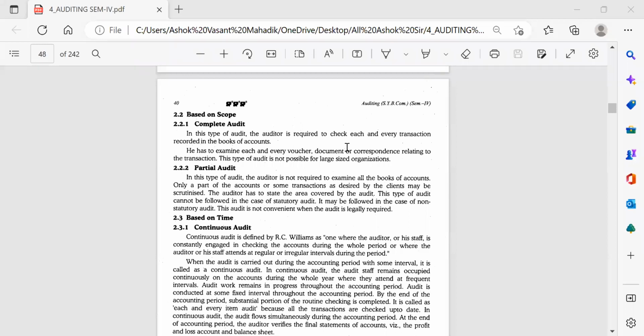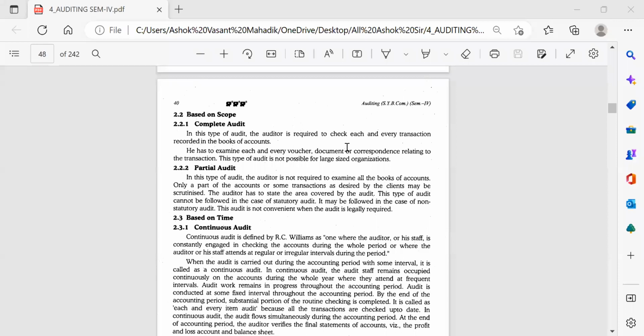Second is partial audit. In this type of audit, the auditor's scope is limited. He doesn't cover everything. Now, this is possible only in case of non-statutory audit, like a sole trading concern or partnership firm, wherein, for example, a sole trader knows that I am myself in control of everything. I just want to take on cash sales. So please check cash sales only. So he can direct the auditor. To that extent, it's a partial audit.